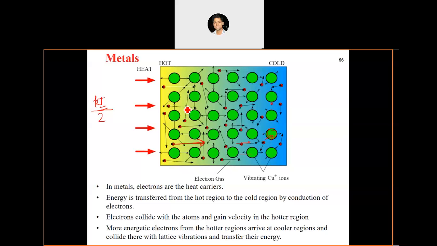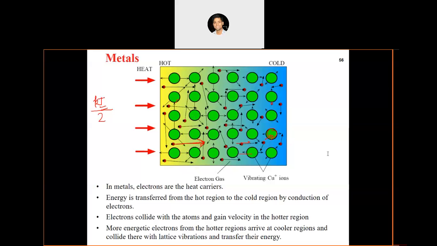So that is how the energy will transfer from the hotter side to the colder side through the medium of electrons. Electrons become the heat carriers in this case. Okay, so that is the mechanism of heat conduction in metals.